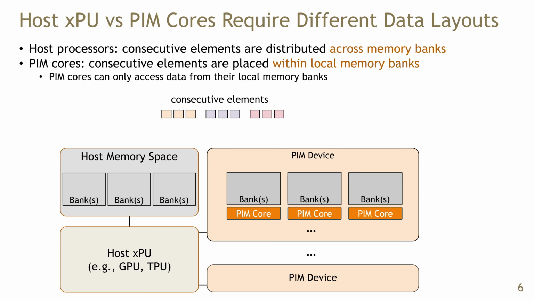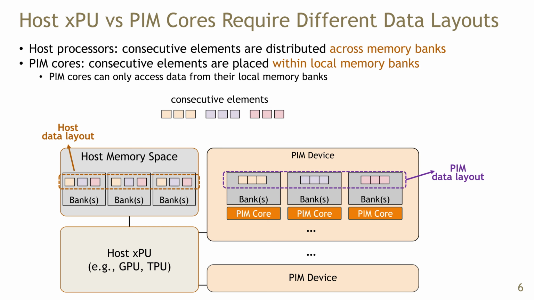But the host XPU and PIM cores require different data layouts. Hosts spread consecutive data across different memory banks. Instead, PIM cores require all consecutive data to stay within one PIM bank, because a PIM core can only access the data inside its local bank.